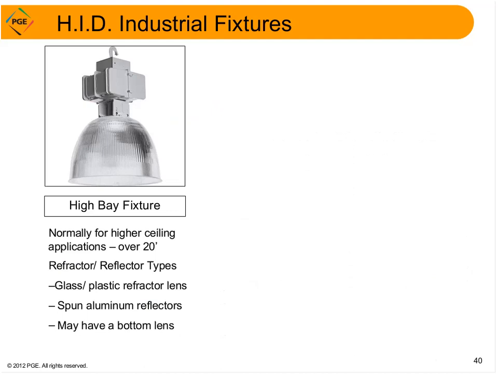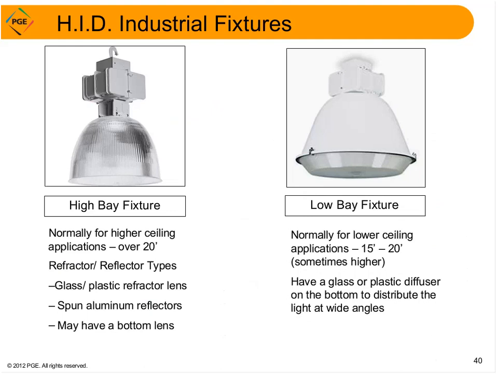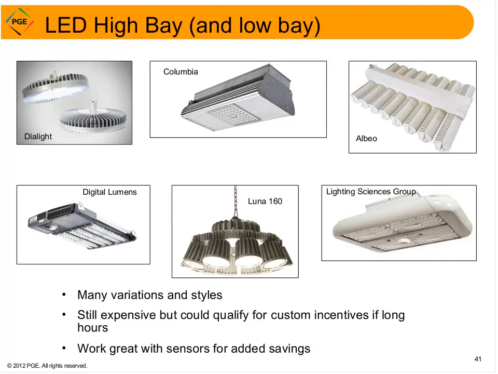HID stands for high intensity discharge, and that refers to mercury vapor, metal halide, or high pressure sodium. So the high bay fixture has a relatively narrow beam of light, and it's meant to be mounted at 20 feet or higher. And then you have a low bay fixture that has a much wider beam of light and is best when used in lower ceiling applications. Both of these fixtures are currently being replaced very successfully with fluorescent fixtures. They often save 50%, and these fluorescent fixtures also commonly have an occupancy sensor attached to each fixture for some additional savings. So this means that LED is going to have to be quite a bit better in order to compete against fluorescent high bays and low bays. As you can see from these pictures, the LED high bays come in many shapes and sizes.